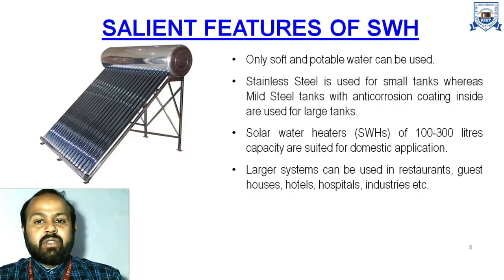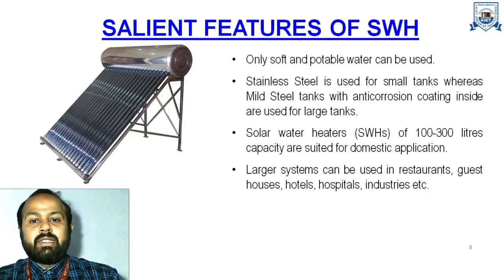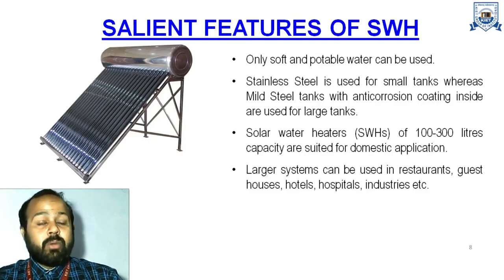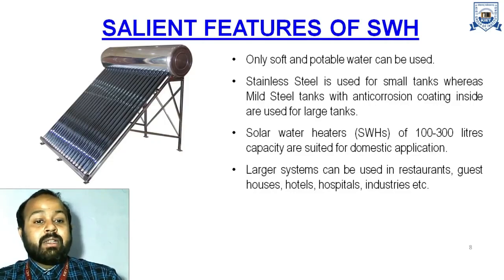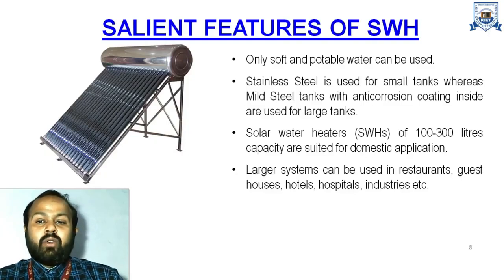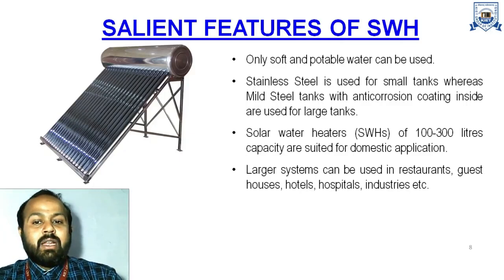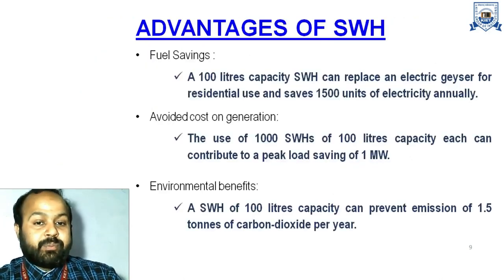These are the salient features of a solar water heating system. Only soft and potable water can be used. Stainless steel is used for making small tanks, and in larger tanks mild steel is coated on the inside. Solar water heaters of 100 to 300 liters capacity are suited for domestic applications. Larger systems can be used in restaurants, guest houses, hotels, hospitals, industry, etc.